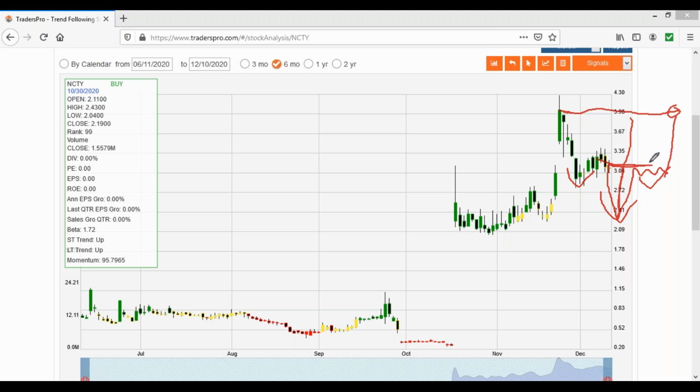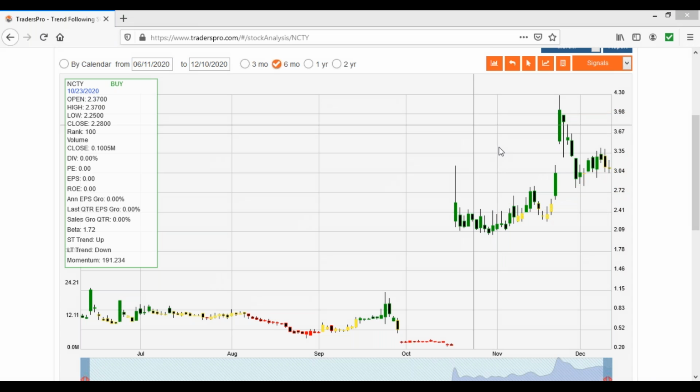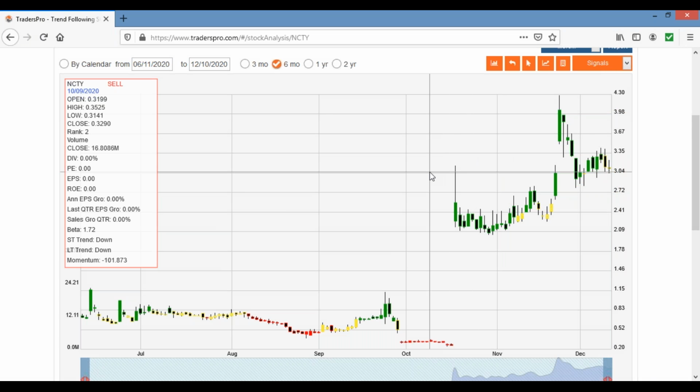And then if I get in and it breaks out above that neckline, I know where to get out, because the rule of thumb is it will tend to go up about that same distance as the base of the head to the neckline projected upward there. And so these are all things that can make you a really good trader.